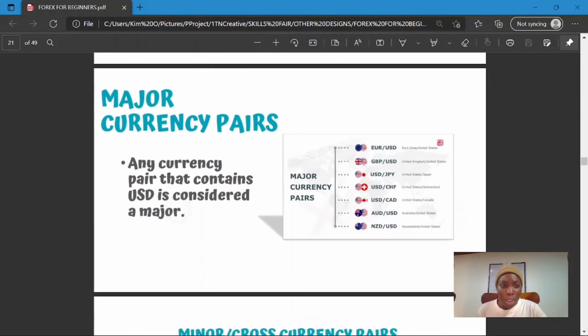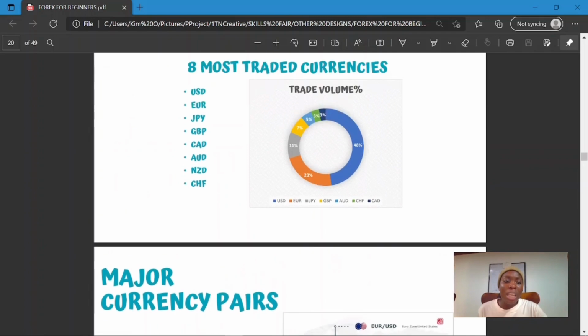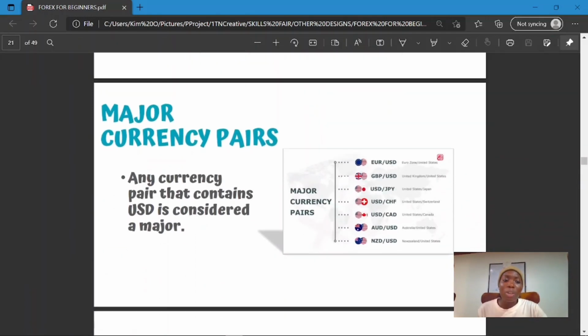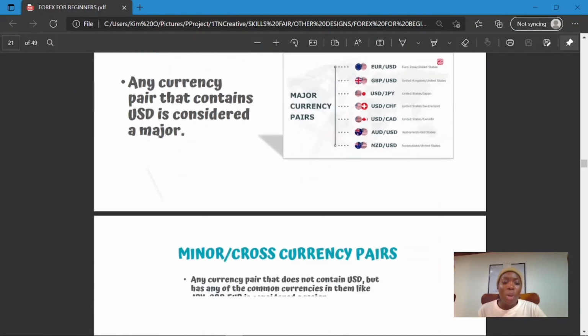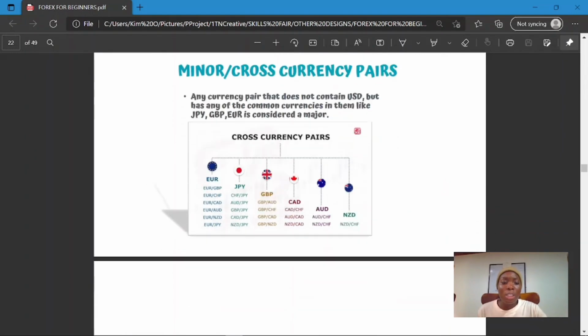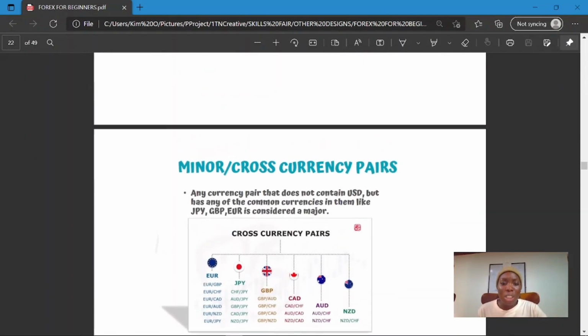Let me zoom in a little. Alright, so like you see here clearly, we have the Euro USD. If a currency is paired and there is no USD there, and they are among these 8 most traded, then they are not a major currency. We have 3 different types of currency pairs: major currency pairs, minor or cross currency pairs, and then exotic currency pairs.